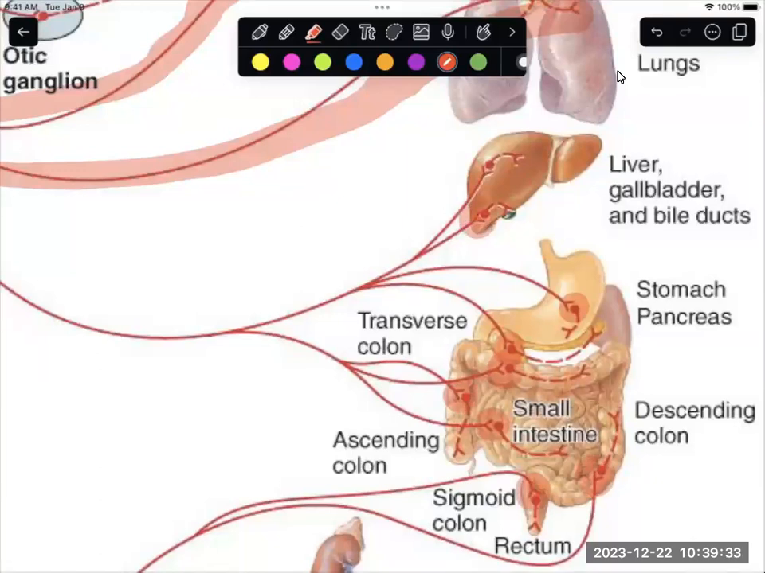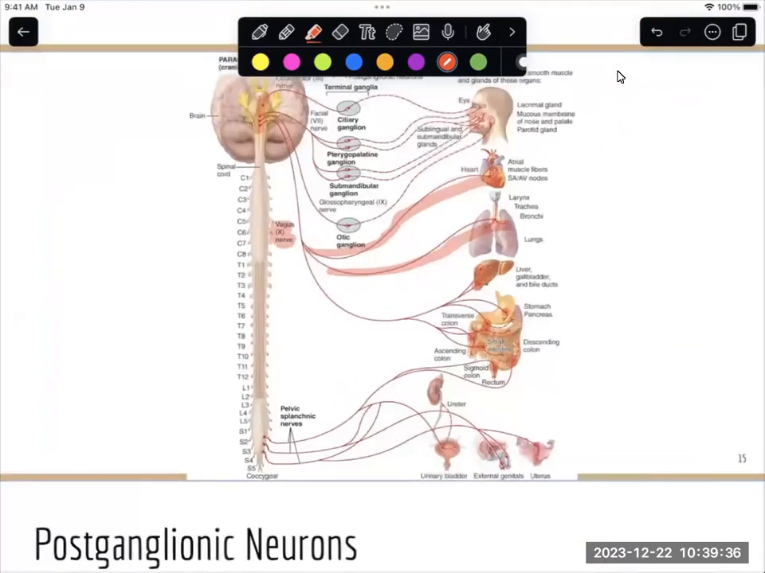So these nerves that are coming out of that spinal cord, they are traveling all the way to their effector organs before they hit that ganglia. And then we have the pelvic splanchnic nerves. These pelvic splanchnic nerves are carrying that parasympathetic out of those sacral nerves that are going out to mostly pelvic organs. Anything that's in the pelvic area is getting its parasympathetic from the pelvic splanchnic nerves.